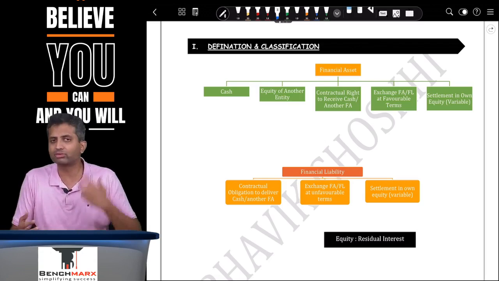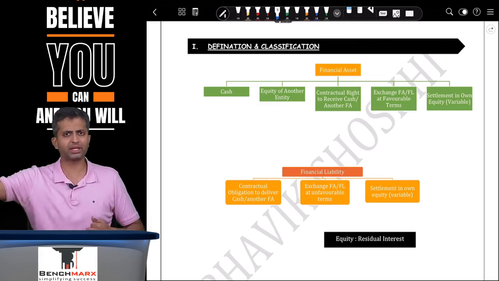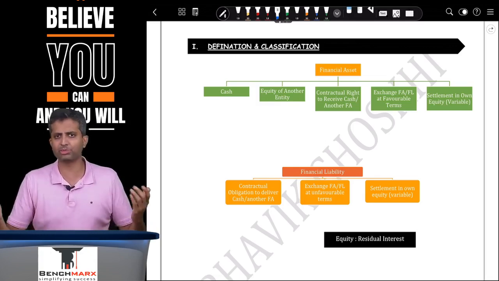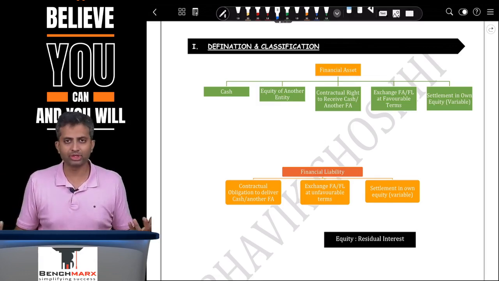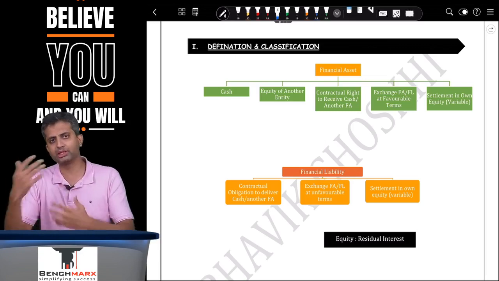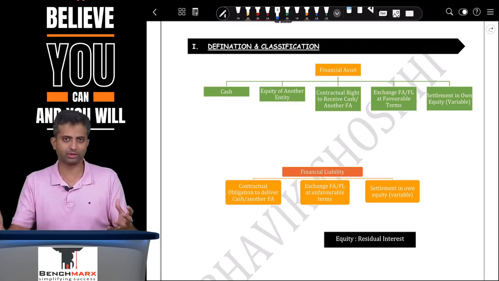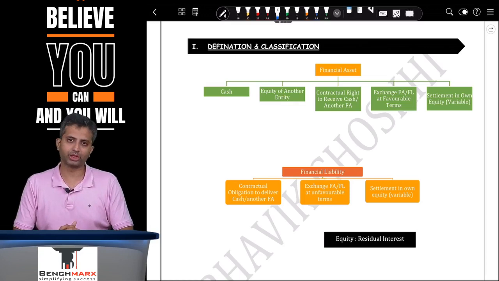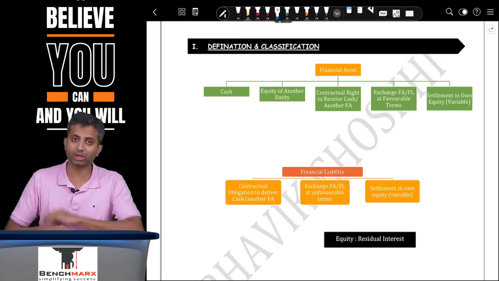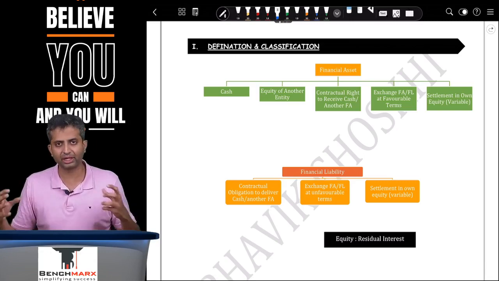We never use the words debentures, preference shares, equity shares anywhere. We said if I have a contractual obligation to deliver cash, it is a financial liability. It may be a debenture, it may be a loan, it may be a preference share as well. However, if I have no contractual obligation to deliver cash, but I have issued an instrument where there is a residual interest, whatever is left over, that is what I have to give, this is what I call equity. Typically, equity shares meet this definition, but even other instruments like irredeemable debentures with discretionary interest can also meet this definition. So it's a fairly wide term.